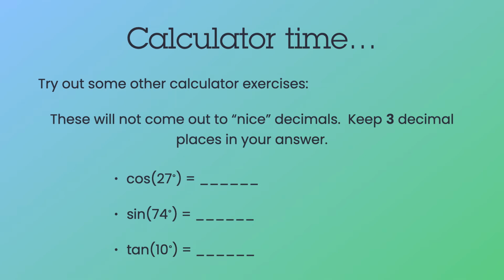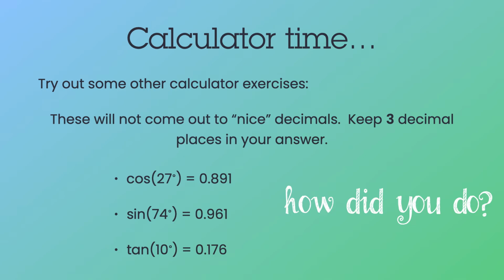So the cosine of 27 degrees should have come out to 0.891. The sine of 74 degrees should come out to 0.961. And the tangent of 10 degrees should come out to 0.176. How did you do?